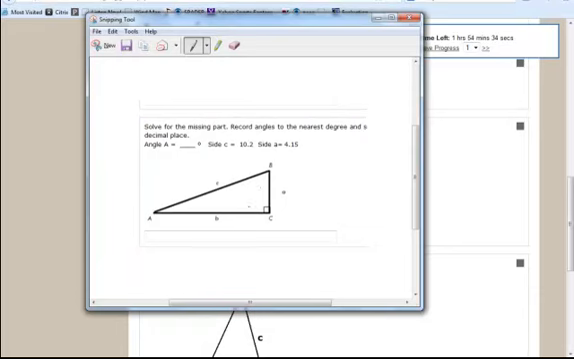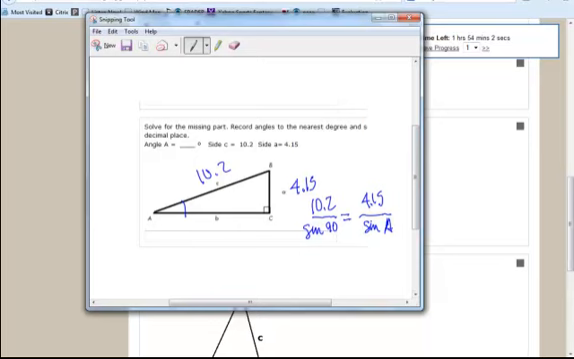Okay, we've got a triangle here. We want to know how big angle A is. C is 10.2. A is 4.15. Well, we can use the law of sines because the sine of 90 and then the sine of A, 90 is opposite the 10.2 side, 4.15 is opposite angle A.